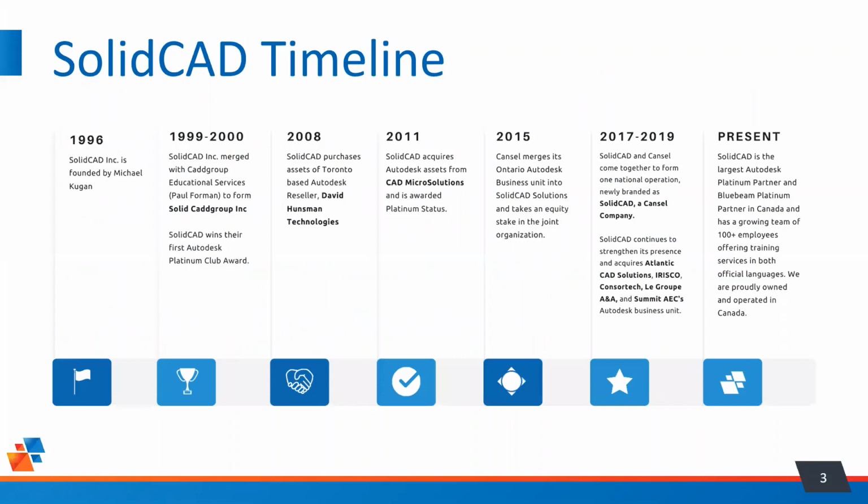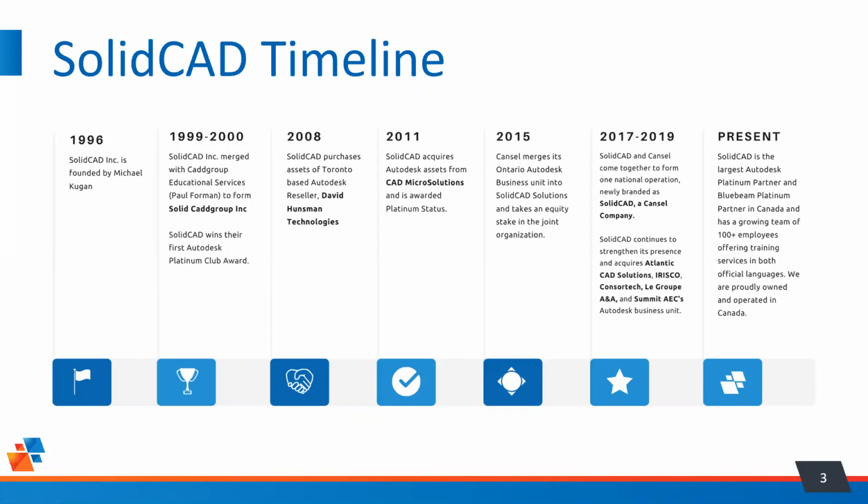So, a brief presentation of SolidCAD. As many of you know, SolidCAD was created in 1996 by Michael Cugin. The company quickly distinguished itself as a leader in Canada in the field of computer-aided design by acquiring several companies until 2017, where Cancel and SolidCAD came together to form the company that we know today, SolidCAD, a Cancel company. Today, SolidCAD is the main Autodesk partner in Canada.